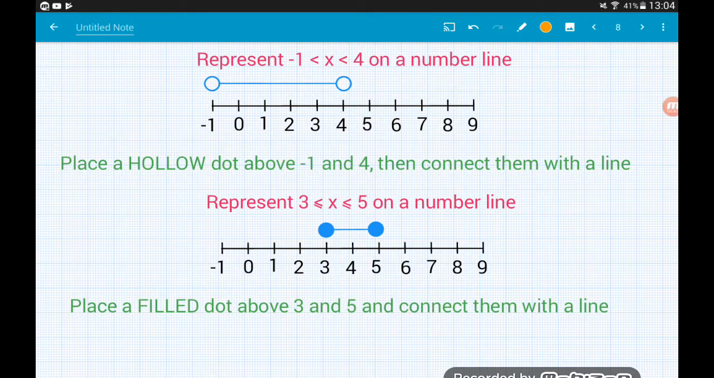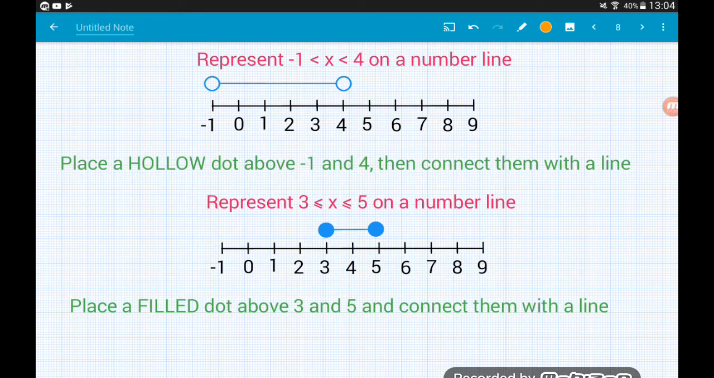Okay, we can also represent the double inequalities on number lines. So represent x is greater than -1 strictly, and strictly less than 4. So here we've got two strict inequalities. So we're going to use two hollow dots, one above each of the bounds. So we stick a hollow dot above -1, and we stick a hollow dot above 4. This time we don't use arrows, we just connect the two dots with a straight line. So that's how we represent the inequality x is strictly greater than -1, but strictly less than 4.